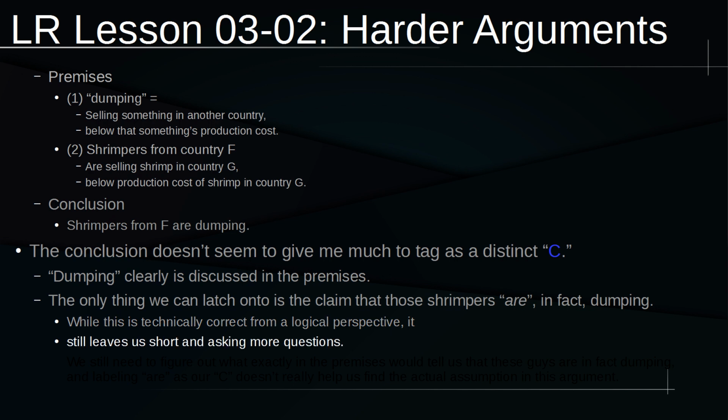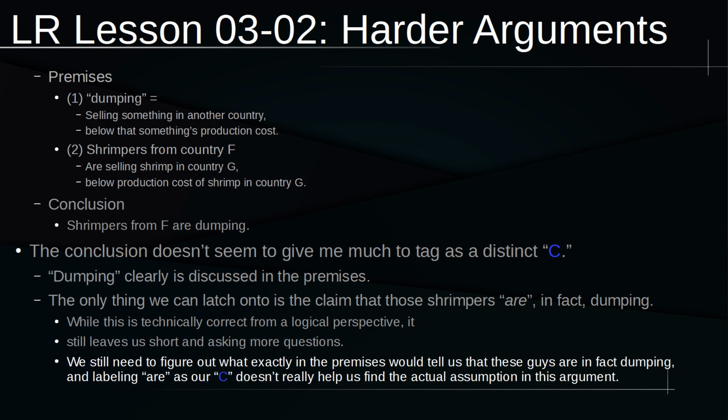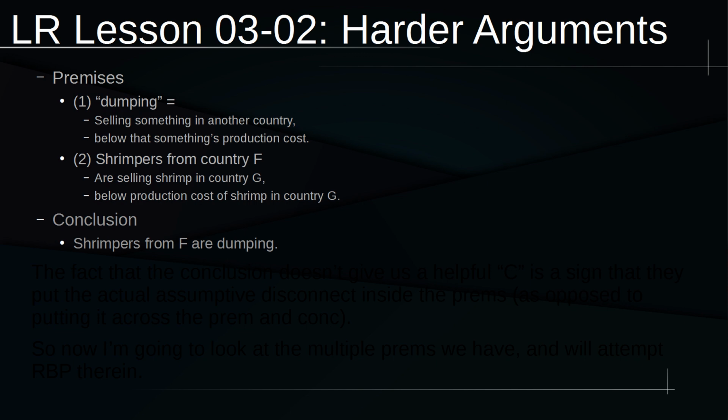I mean, how useless is that, though? It still leaves us short and asking more questions. Even if we highlight that particular concept as our blue concept, we would still need to figure out what exactly in the premises would tell us that these guys are in fact dumping. And labeling the word R as our C doesn't really help us find the actual assumption or disconnect in this argument. So again, while it's technically correct to maybe put the blue color on that word, it doesn't help. It really doesn't help. So where do we go from here?